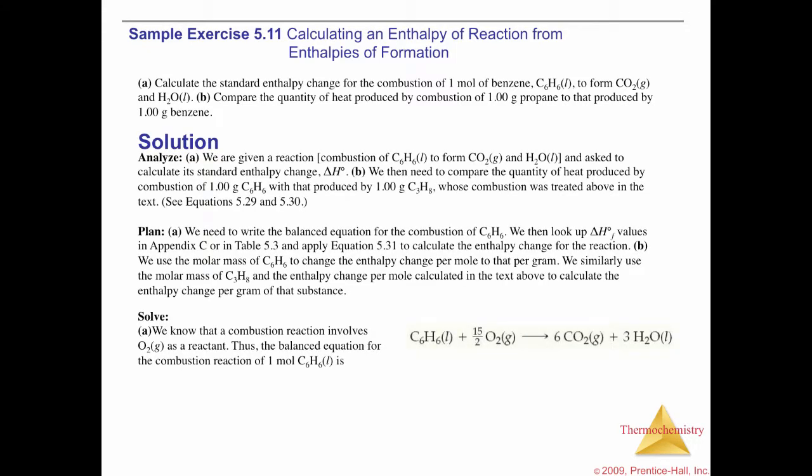We need to write the balanced equation for the combustion of benzene. We then look up the standard enthalpy of formation values in Appendix C or in Table 5.3, and then apply the equation just previously mentioned to calculate the enthalpy change for the reaction. We use the molar mass of C6H6 to change the enthalpy change per mole to that per gram, and we similarly use the molar mass of propane and the enthalpy change per mole calculated in the text above to calculate the enthalpy change per gram of that substance.